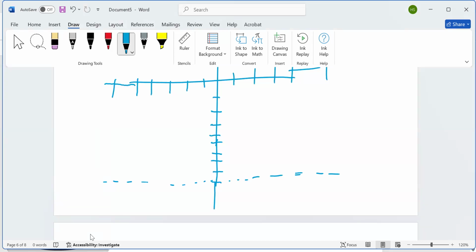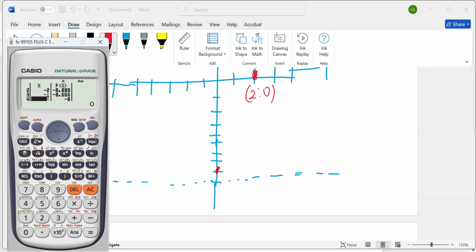So what do I have? I have (2, 0). Here's what I have, (2, 0). I'm going to tell them this one is (2, 0). What is this one? The y-intercept. It should be -8. When x is 0, our y is -8.